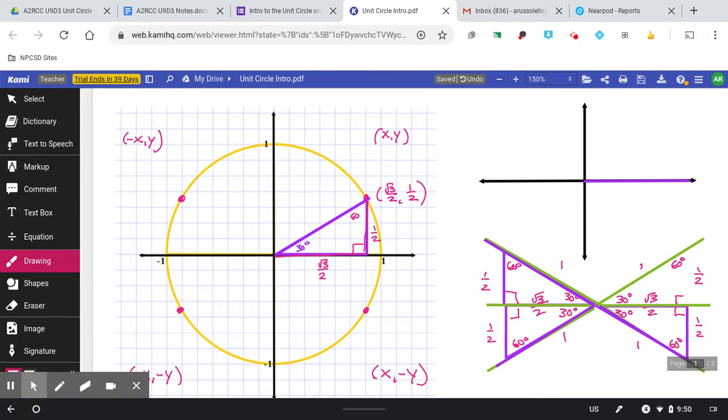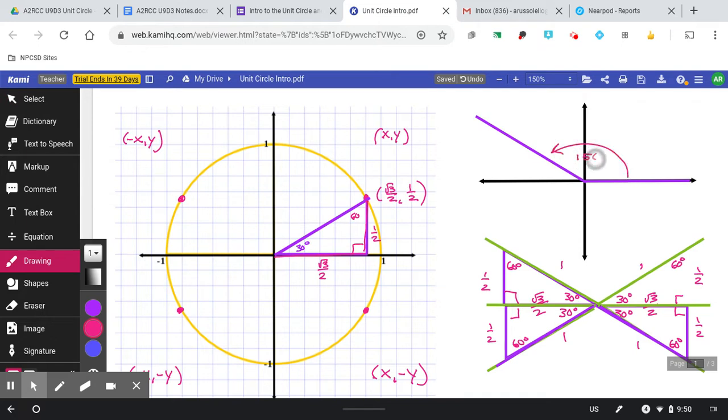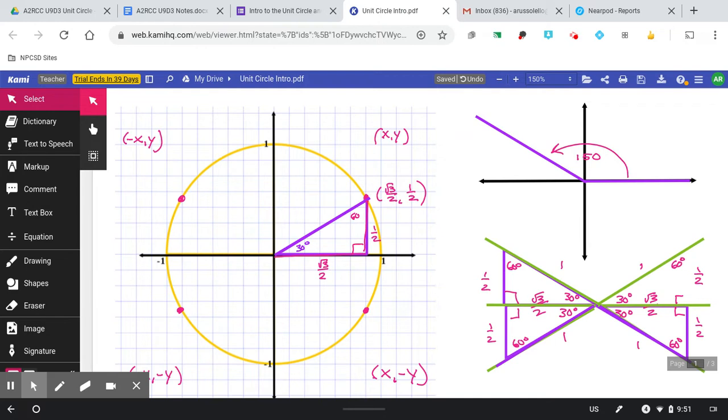But what happens if we instead have an angle that's 150 degrees? Now we're given a 150-degree angle here. Well, we're going to want to drop that perpendicular, and in order to drop the perpendicular, we need to know what that reference angle is. So let's move this over here.